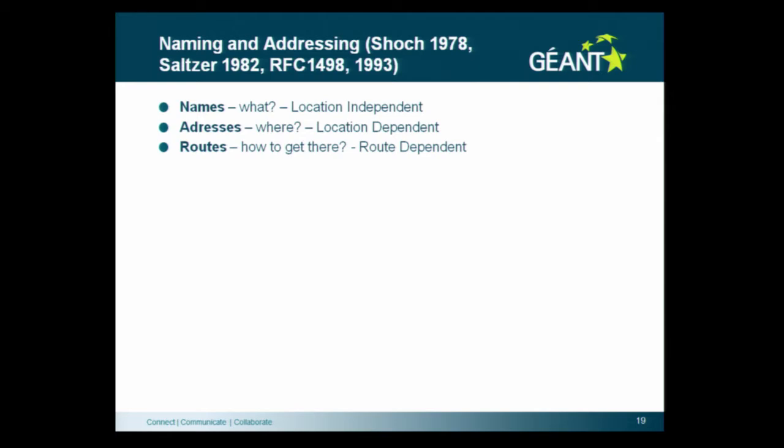Addresses say where, so the network will need to resolve the address of Anna before I can send her a message, and the routes will also be determined by the network.